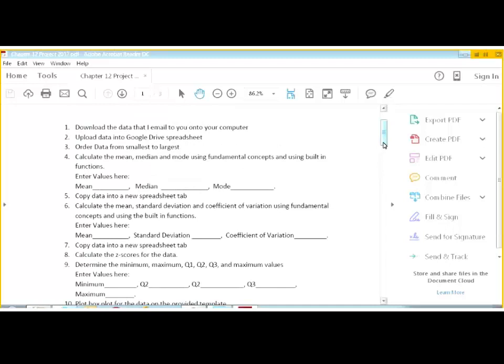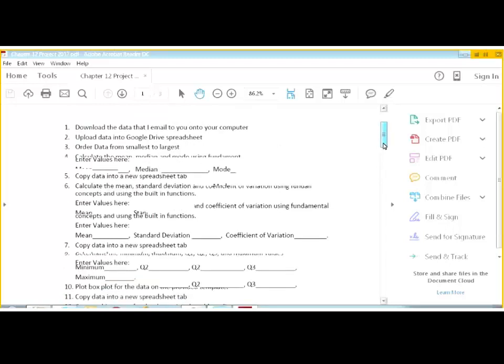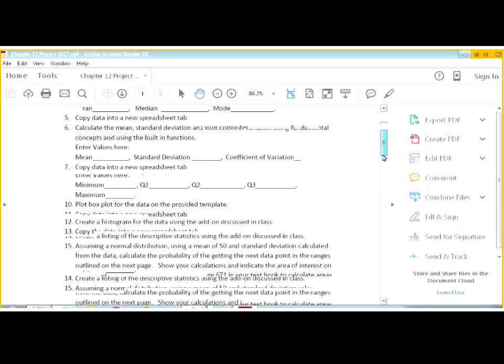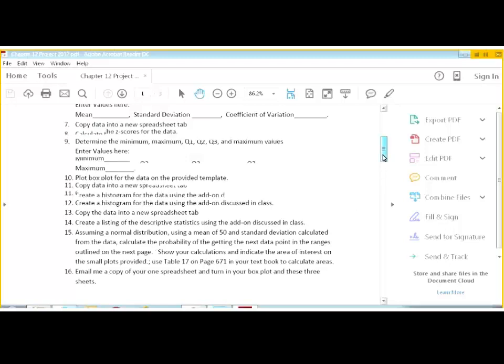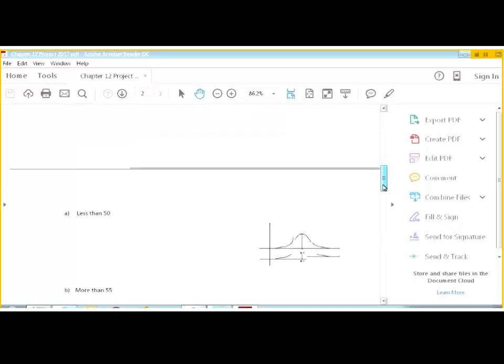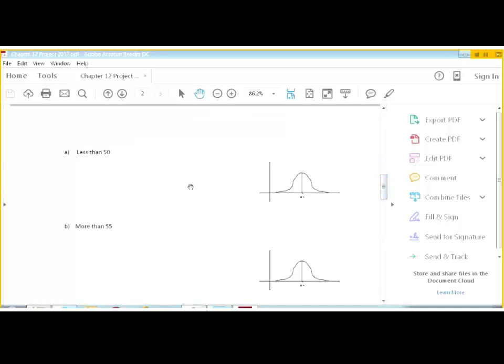So the project says, assuming a normal distribution, use a mean of 50 and the standard deviation calculated from the data. So the data, yours should be close to 5. You might be slightly different than 5, but it's close to 5. Calculate the probability of getting the next data point in the ranges outlined on the next page. So they're talking about probability. So the first one we should know the answer to, because the mean is 50. What's the probability of getting less than 50? 50% probability, or 0.5. Okay.